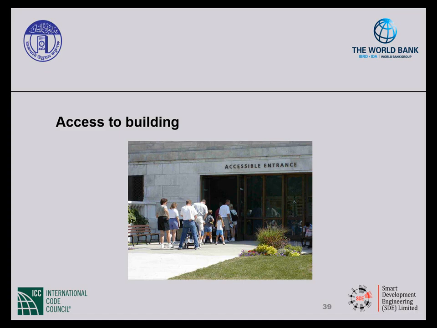So here is an accessible entrance to a building. You can see that the symbol of accessibility is located on the glass. It could be a lot larger so that you can see it from a further distance. And that would be for somebody who couldn't read the sign that says accessible entrance.